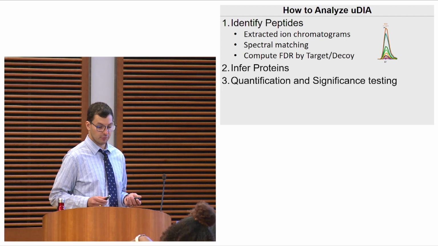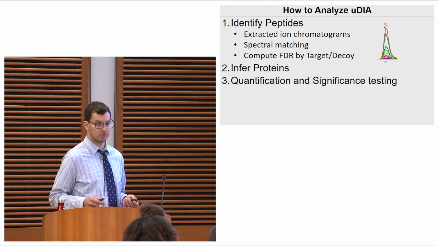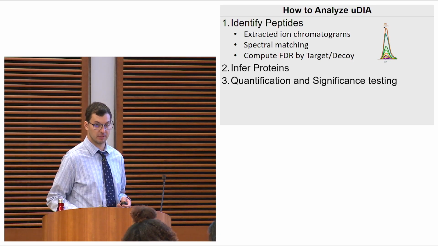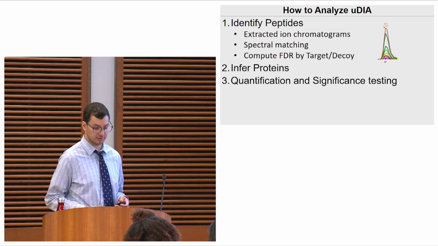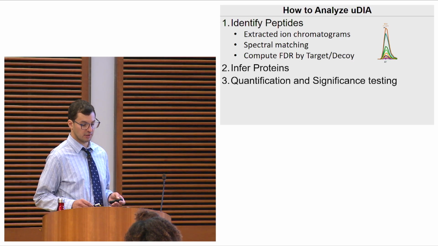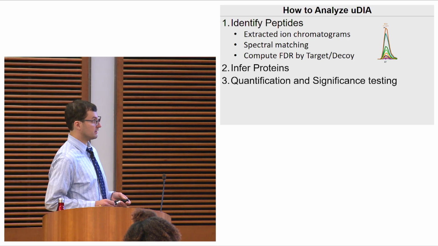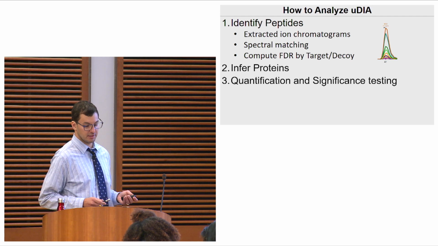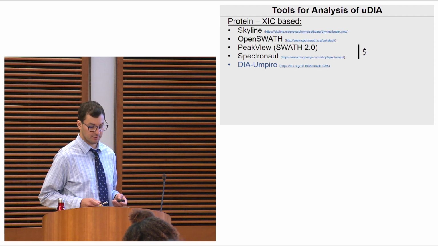Next, you also need to infer your proteins, and this can be done the same way once you have your identifications, the same way that you did it for DDA. And then finally, we do our quantification and we test for significance among our conditions. Quantification is a little bit different here because identification and quantification are really linked in DIA because you have to extract the ion signal to identify something. So basically, anything you've identified, you've also quantified.